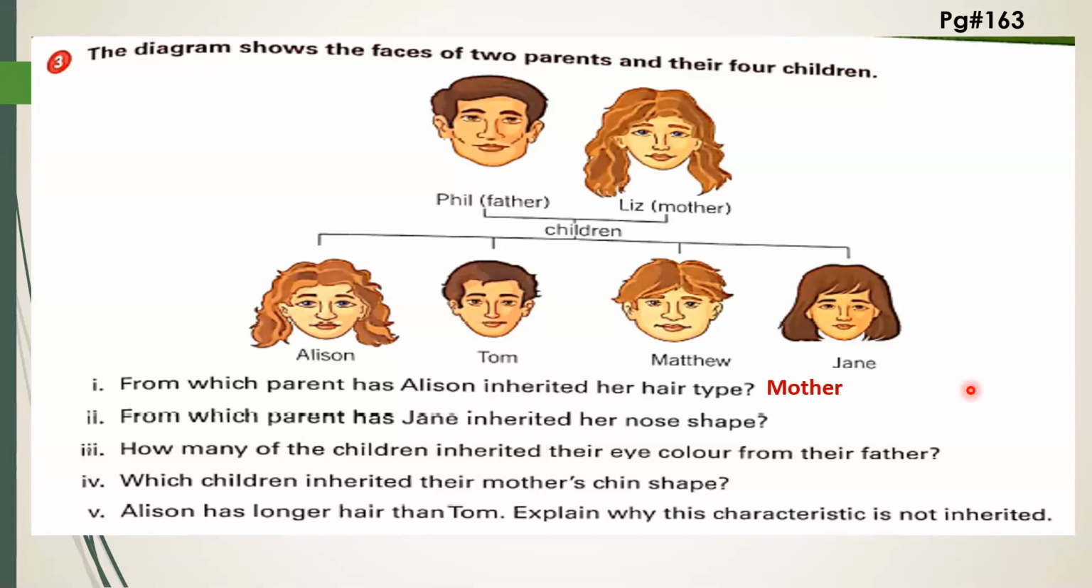From which parent has Jane inherited her nose shape? Mother, Liz. She is Jane. Look at the structure of Jane's nose and the structure of her mother's. She got her nose shape from her mother.